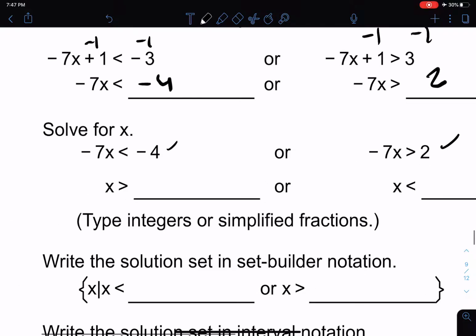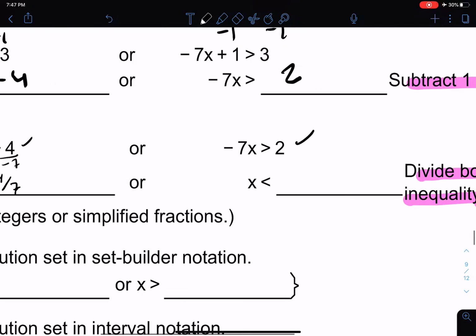So now we need to isolate, solve for x, so I divide both sides by negative 7. And I'm dividing, so notice what they did. We had to reverse our inequality. And negative 4 divided by negative 7 is positive 4/7. And over here, we need to solve for x, so I divide by negative 7. Once again, we're dividing by a negative, so don't forget to reverse the inequality, and we get the answer, x is less than negative 2/7.